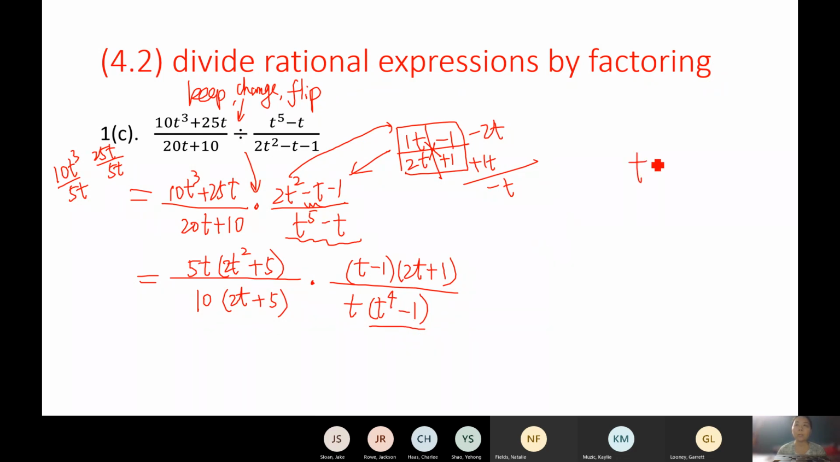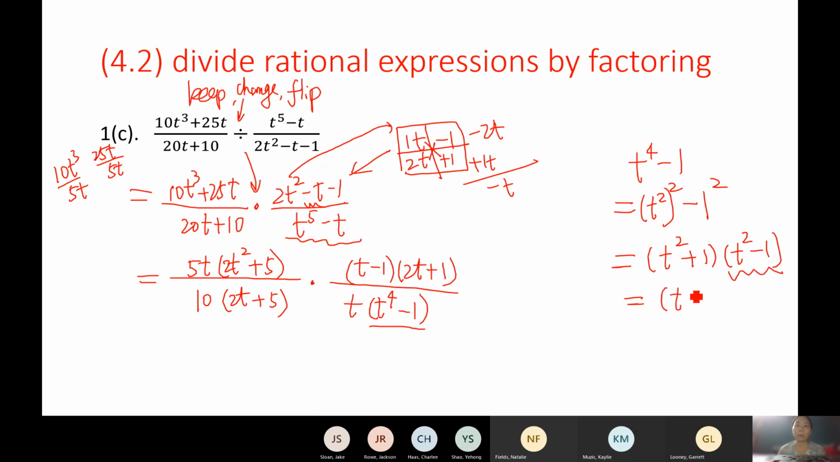And how do we factor t fourth minus 1? You can write it as t squared and minus 1 squared. So that's a difference of 2 squares. Okay, t squared plus 1 times t squared minus 1. And again, t squared minus 1 is also a difference of 2 squares.